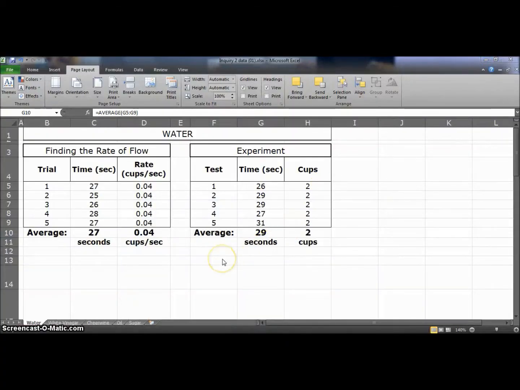So again, we followed that same procedure for each of the tests, and our average in the end was 2 cups, which is what we should have gotten, which does tell us that our experimental data and our mathematical data lined up.